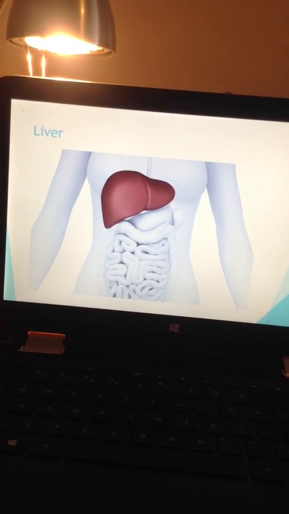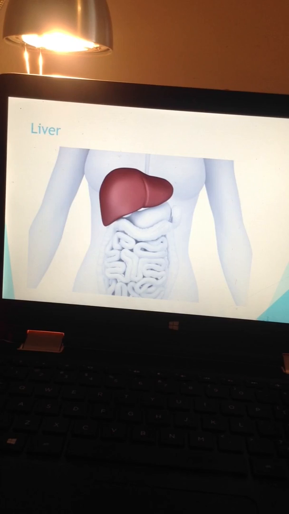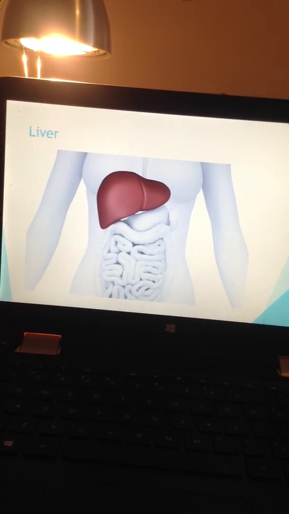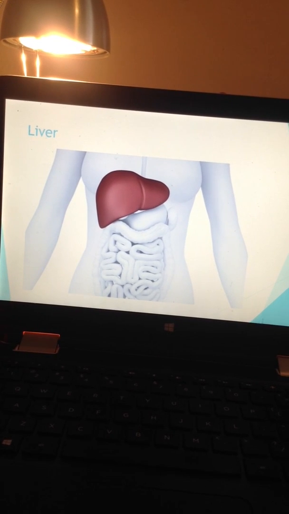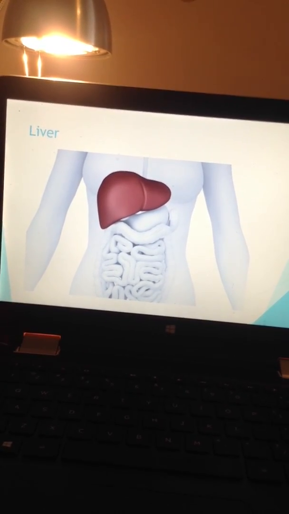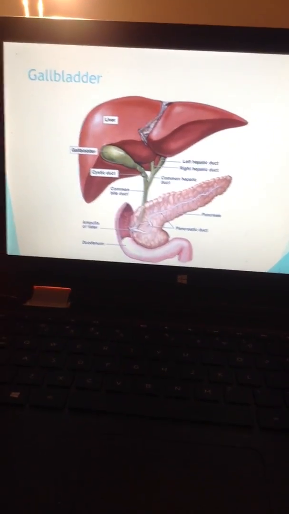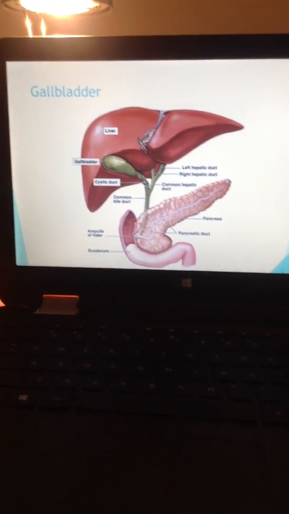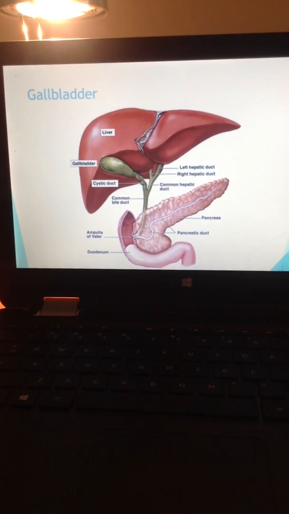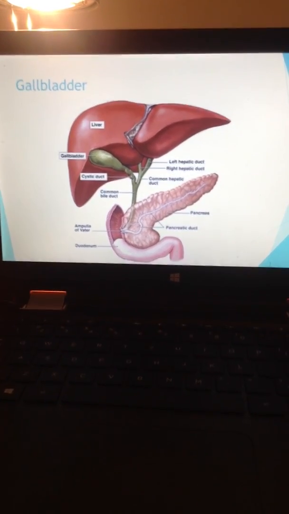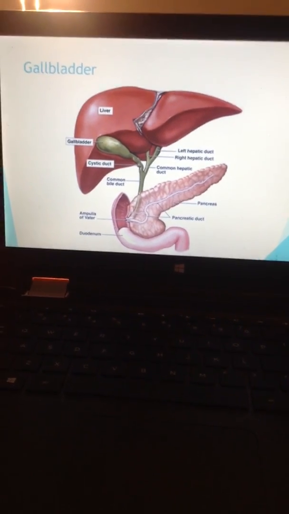The liver can also store or provide substrates to help maintain homeostasis. It also produces bile, which is essential for digestion of the lipids in the small intestine. Another cool part that's close to the liver is called the gallbladder, and the gallbladder is just where the bile is stored until it is needed.